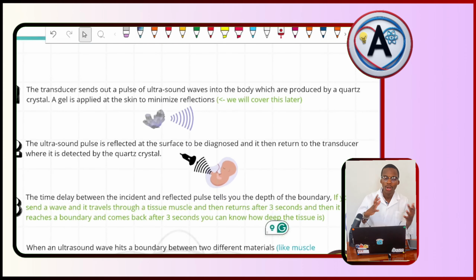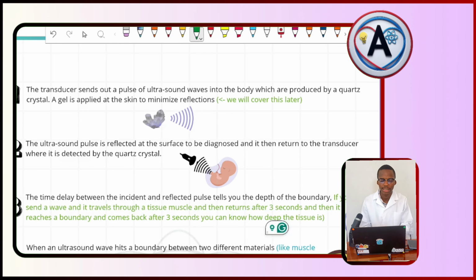The ultrasound pulse will be reflected on the surface to be diagnosed. So if you have a surface, let's assume the leg of this little baby, it's going to get reflected on that surface, then come back to the probe, back to this detector. You might wonder how exactly we detect what's happening here. Let me give you an illustration.